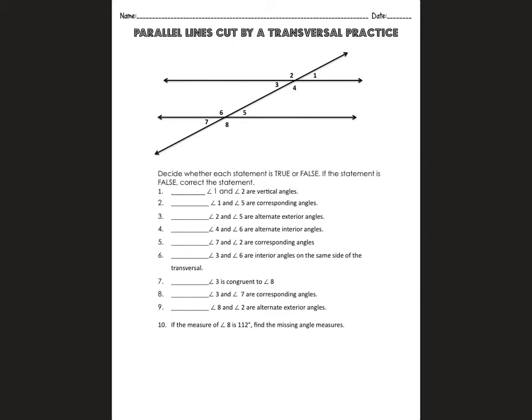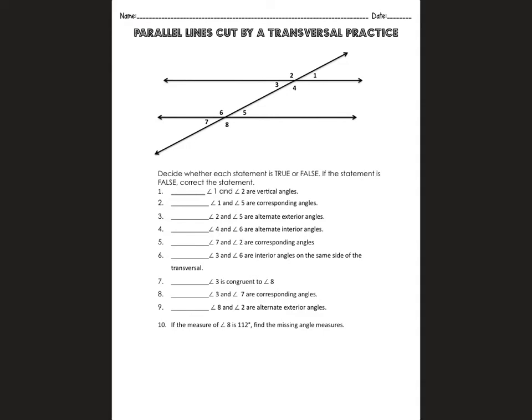Let's review this assignment, parallel lines cut by a transversal. So the directions say decide whether each statement is true or false. If the statement is false, correct the statement. And there's a couple different ways you can correct these statements. So if you don't have exactly the same correction that I do, but yours is also true, that's correct.